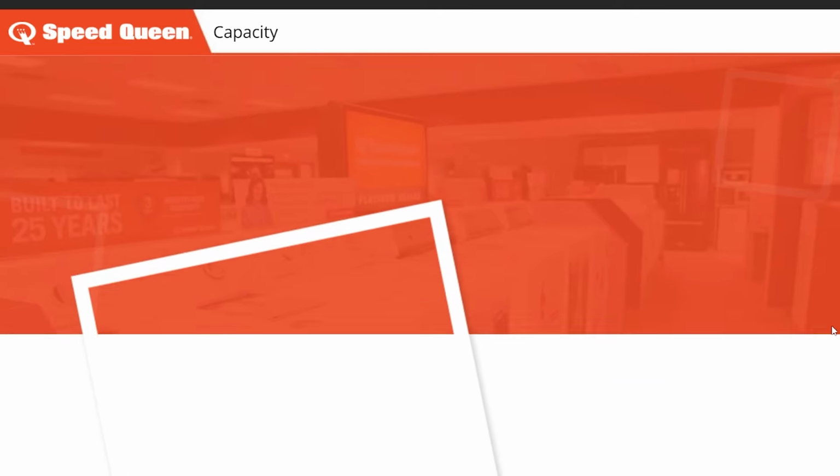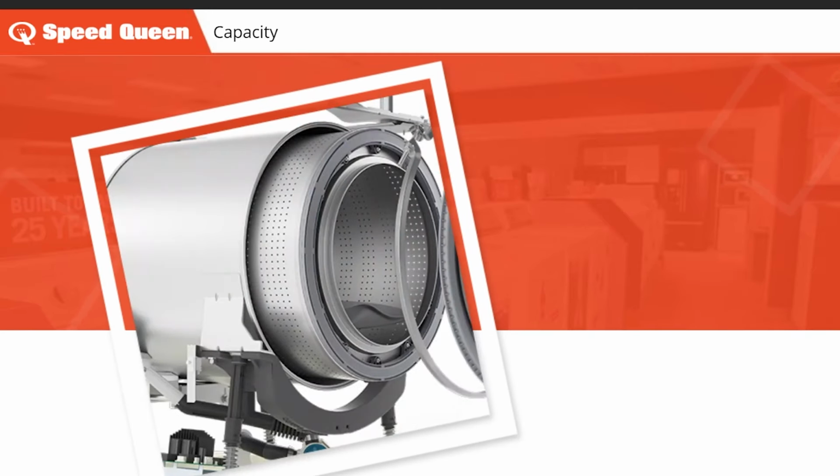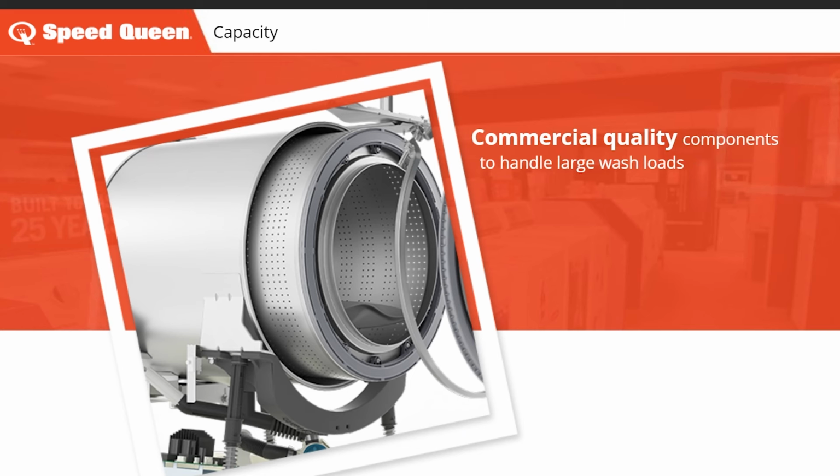Well done. Let's now review the capacity of Speed Queen front-load washers. The commercial quality components can handle large wash loads. The washer can handle 21.5 pounds of laundry per cycle, which is significantly higher than most competitor machines with larger interior volumes, creating more usable capacity.